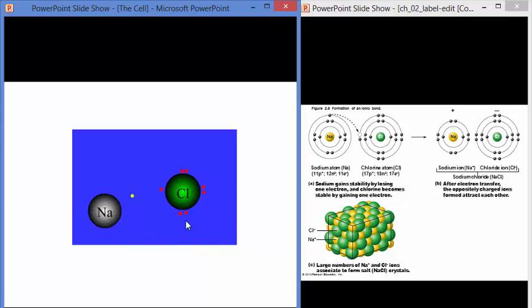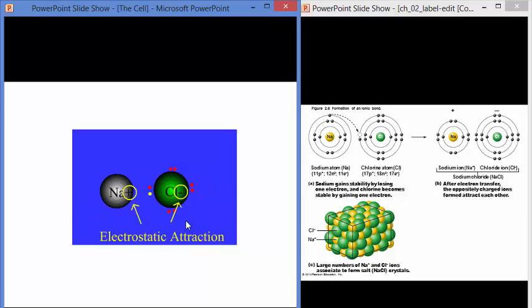Sodium will be positive, and chloride will be negative. Just because one is positive, one is negative.